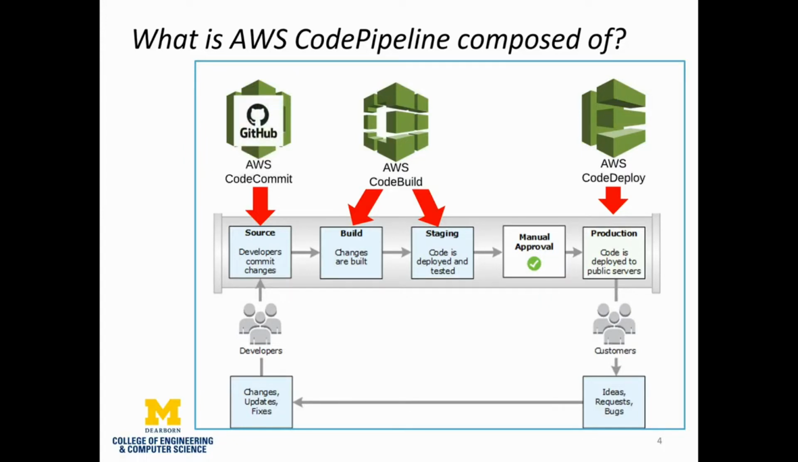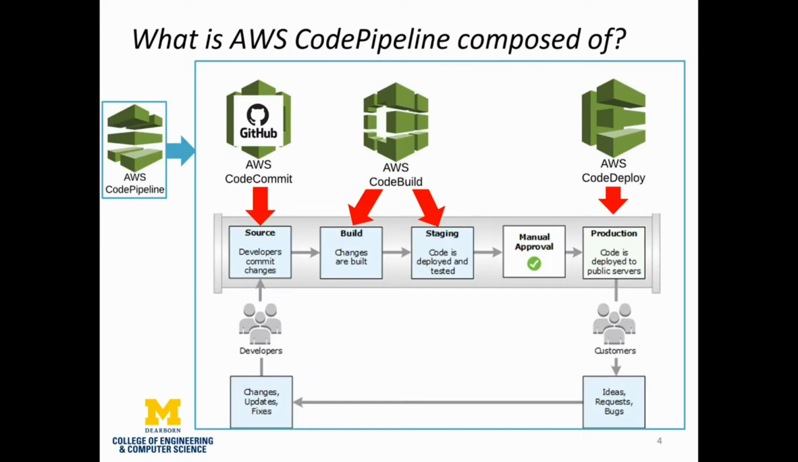Also, instead of using CodeCommit, we can use GitHub. CodeCommit can easily be connected to GitHub, so that if we make any change or commit in GitHub, it will automatically be reflected in CodeCommit, and then that will go through the entire process. So basically, this entire thing is the CodePipeline.